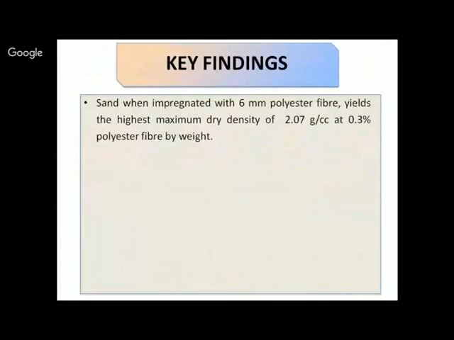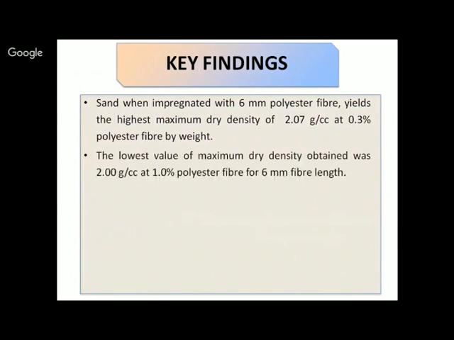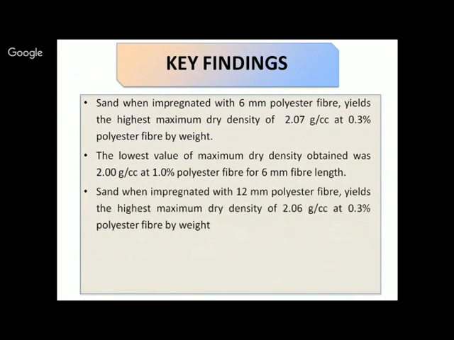Conclusions. Key findings. Sand when impregnated with 6 mm polyester fiber yields the highest maximum dry density of 2.07 gram per cc. This was achieved at 0.3% polyester fiber by weight. The lowest value of maximum dry density was 2.0 gram per cc at 1% polyester fiber for 6 mm length. Sand when impregnated with 12 mm polyester fiber yields the highest maximum dry density of 2.06 at 0.3% polyester fiber by weight.